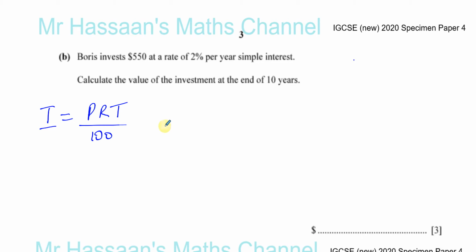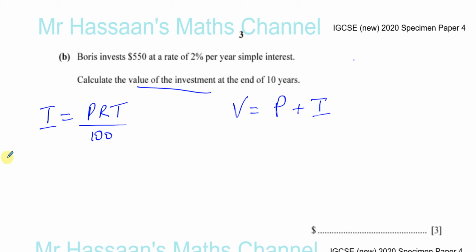Okay, and the value of the investment is the value of the original amount plus the interest. So in simple interest, to find the value of the investment, you've got to take the original investment and add the interest to it. And that will give you the value of the new investment in simple interest.